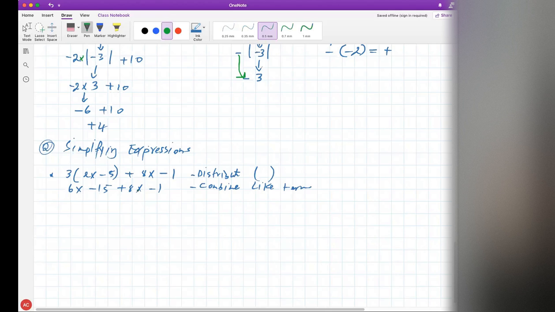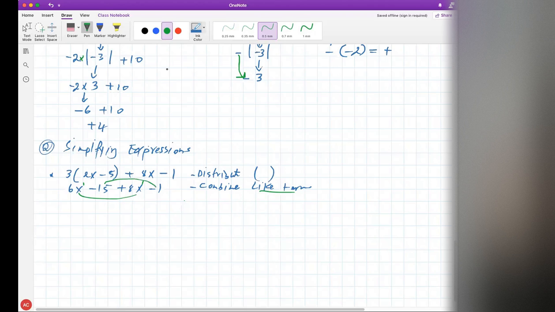It has to be the same variable. Make sure it's the same variable, also the same power, which is invisible here. It has the same variable and same power. Those we call like terms. We can combine them together, we can add them together. At the same time, we can combine these numbers. You don't have variables, you have just numbers or constants.